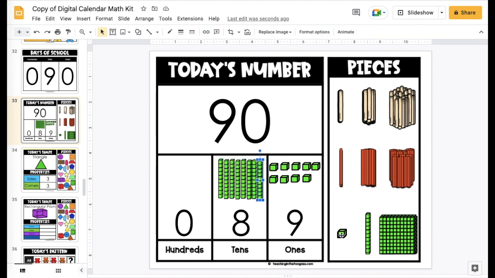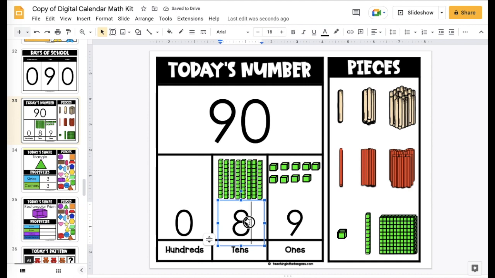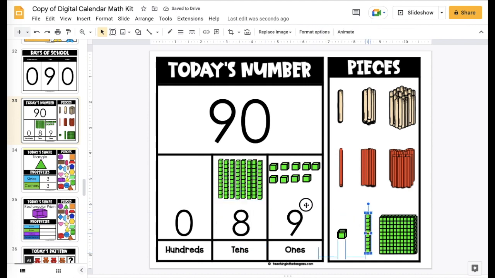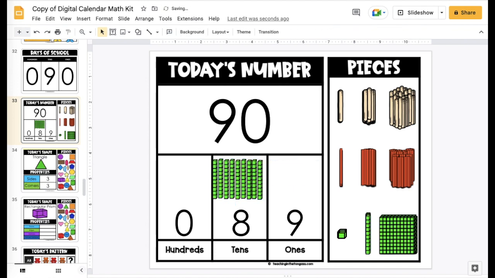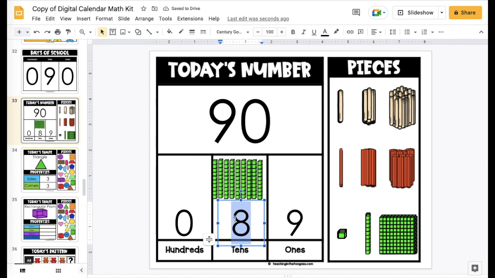So yesterday our number was 89, and that meant we had 8 tens and 9 ones. And we're adding one more day, which could look like 10 ones, or if we wanted to exchange it or regroup, we could switch out those 10 ones for 1 ten, one more ten. So we'll swap this and have 9 tens and 0 ones. So get rid of those, switch this to 9 and 0 ones.